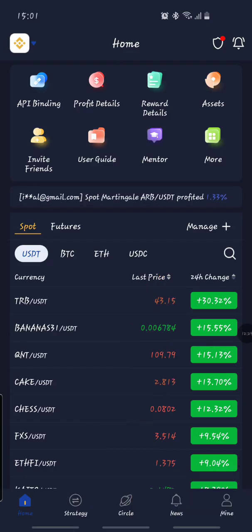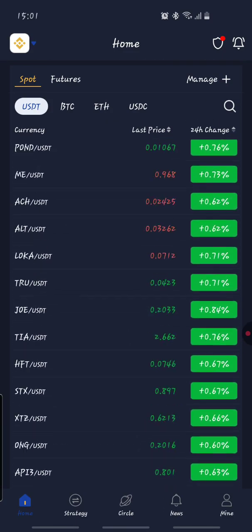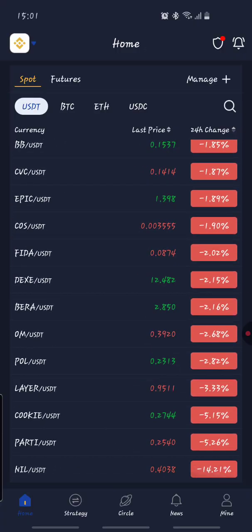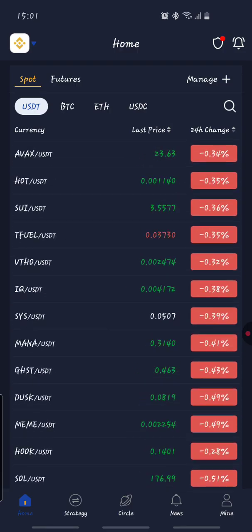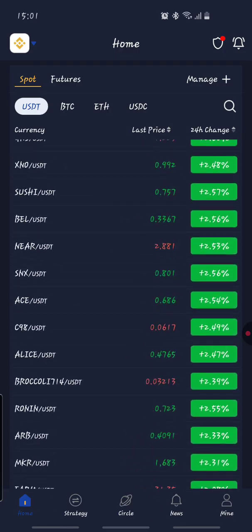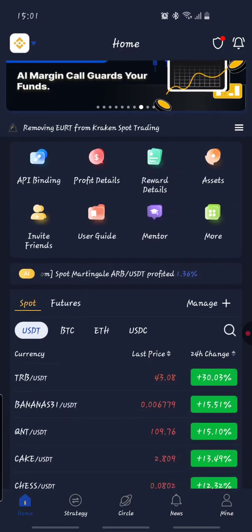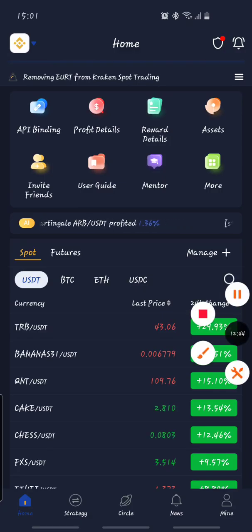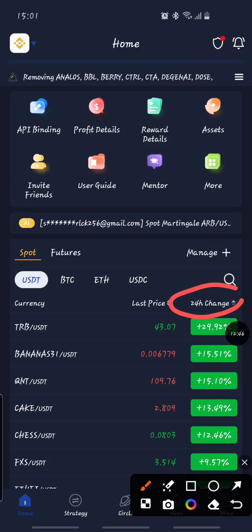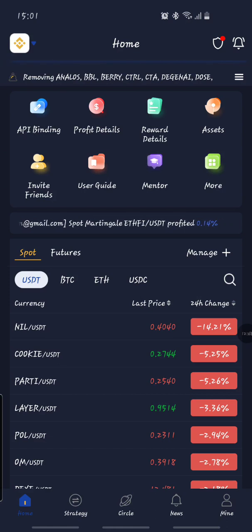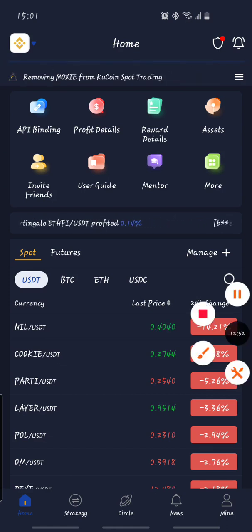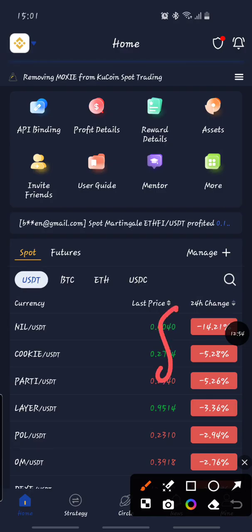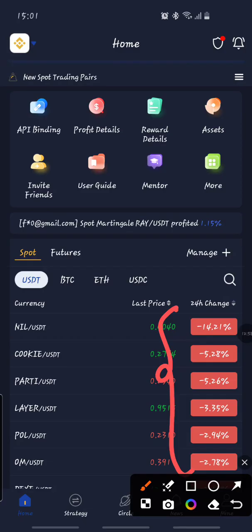So you can see as I scroll down, the negatives are down there. The most negative coin is NIL, negative 14.1%. And if you click on that 24-hour change again, they will bring the most negative on top. Usually if the percentage is negative, it means that coin has a low demand, and in most cases its price will be down.